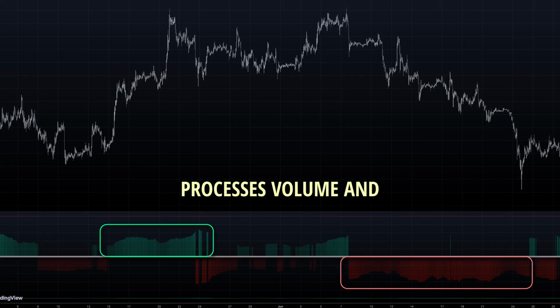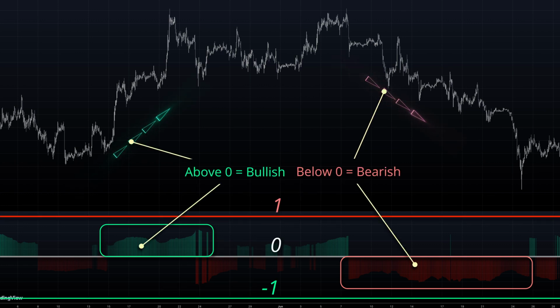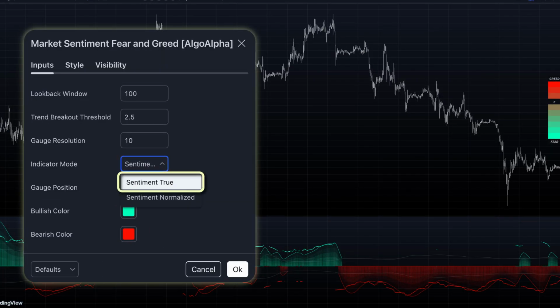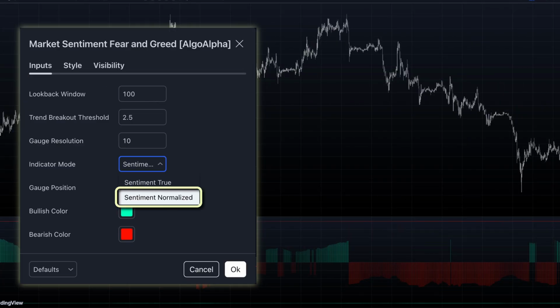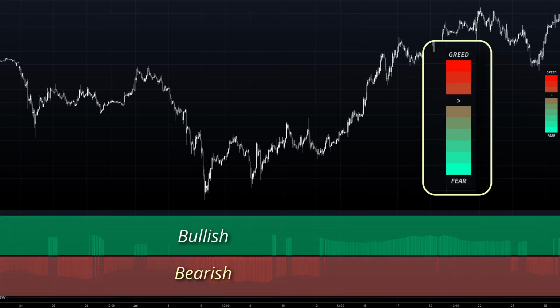The indicator processes volume and closing prices to determine market direction, comparing up and down volume to establish bullish or bearish sentiment within a -1 to 1 range. Two display options are available. Sentiment True Mode shows raw data. Sentiment Normalized Mode displays simplified scaling. The indicator uses green for bullish and red for bearish conditions, with an optional gradient table showing sentiment strength.